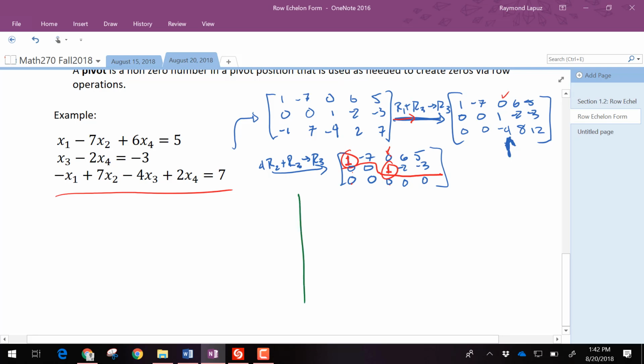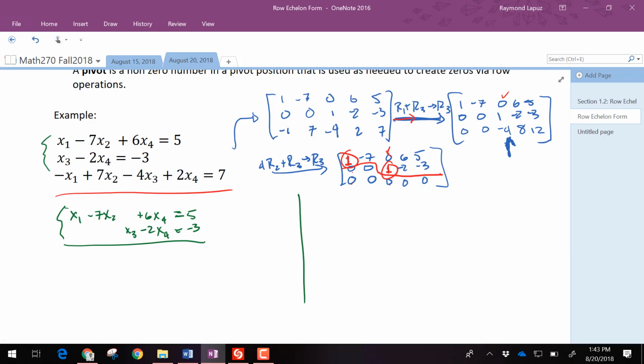If I look at the matrix and write it as a system again, I would have 1 times x1 minus 7x2 plus 0x3 plus 6x4 equal to 5, and I'll use spaces, unlike the way the problem is written, to represent all those columns. So the next one is x3 minus 2x4 is equal to negative 3. And then the last one, there's nothing there, and so I just have a bunch of zeros. So my system that started off with 3 equations got reduced to now a system of 2 equations, and I'm supposed to try to find a solution for this.